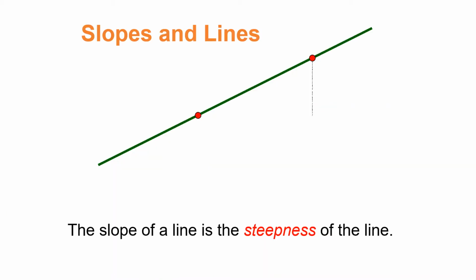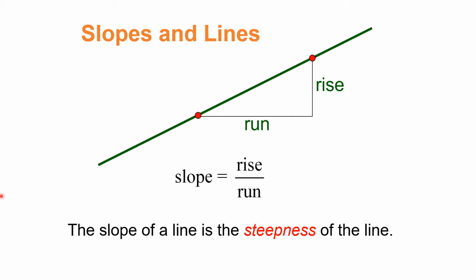So here's a line, 2 red dots on it. We connect the dots to get kind of a measure of the steepness of the line. So we need a way to talk about how steep a line is, or how steep a roof is, or how steep a road is. So we call that measurement a slope, right? We need a way to talk about how steep this is.